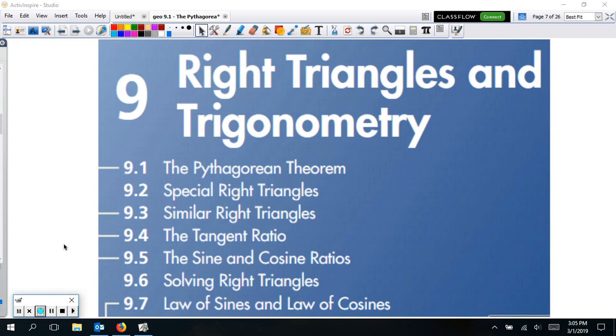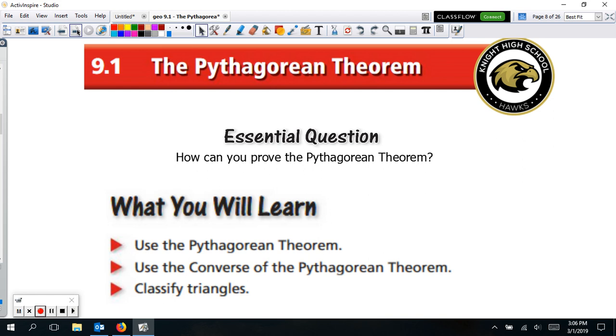So this is a very basic few things here on these last 9.4 to 9.7 lessons on trig ratios, and then the law of sines and cosines. But first of all, 9.1 is on the Pythagorean theorem, and hopefully you guys have seen this before, but we'll go over it again. We're going to be using the Pythagorean theorem. We're going to be looking at the converse, which is like the reverse of it, which is figuring out if it is a right triangle, and then classifying some triangles.